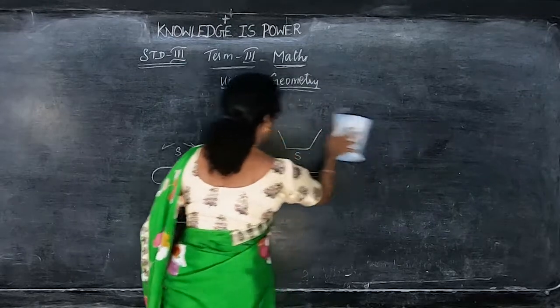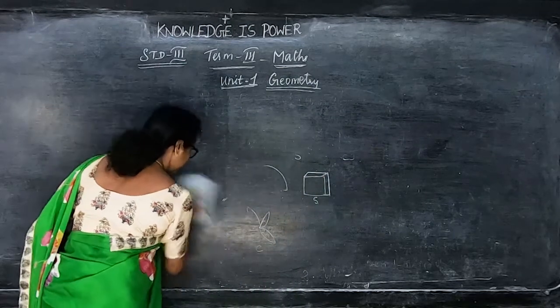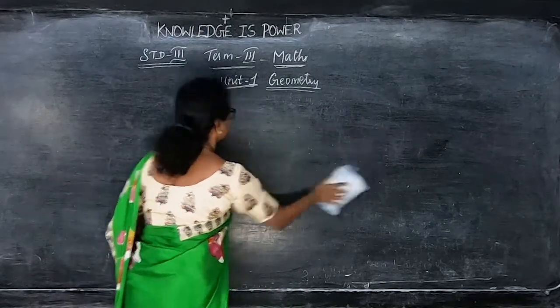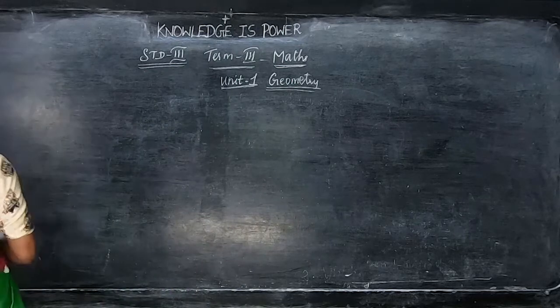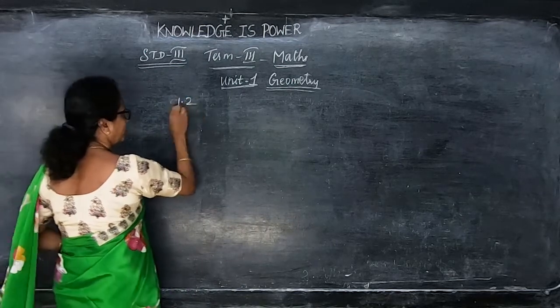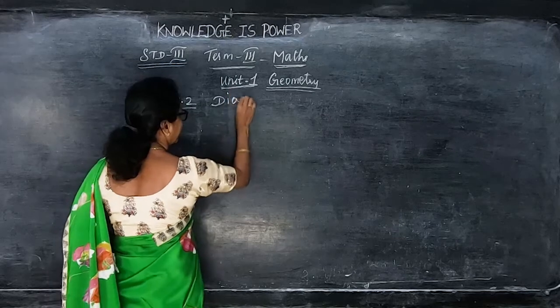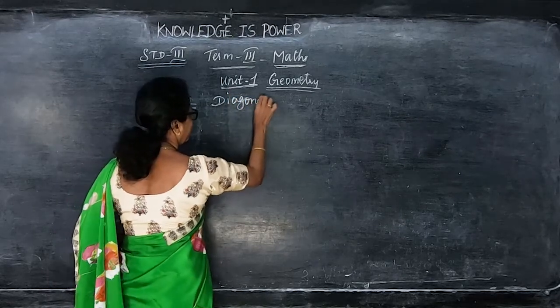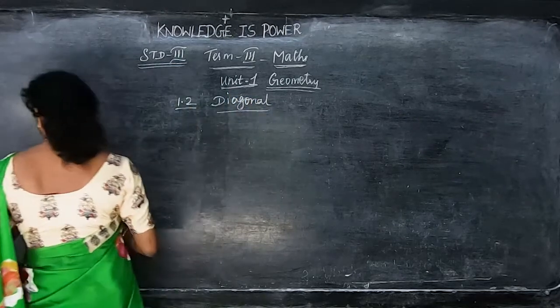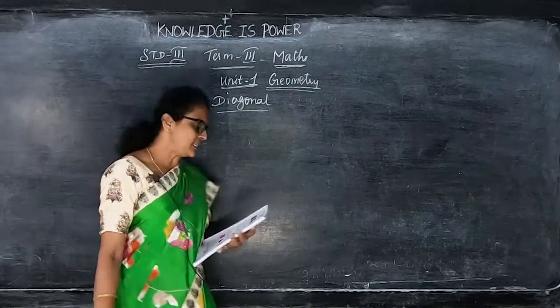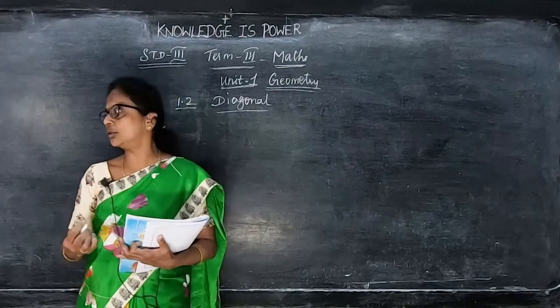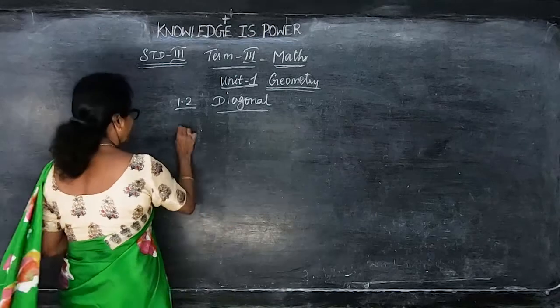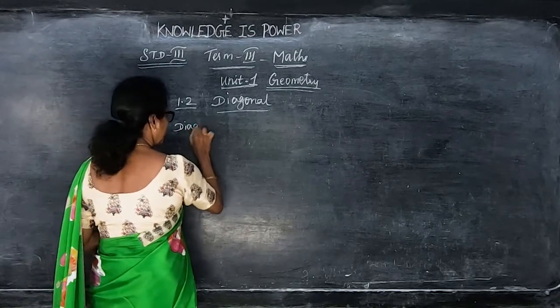Now you are going to see about the diagonals of the square. In 1.2 we got the diagonals of the square. So in 1.2 we are going to see about the diagonal. So what do you mean by the diagonal? That is, diagonal is the line joining the opposite corners of the geometrical shape. So what do we mean by the diagonal?